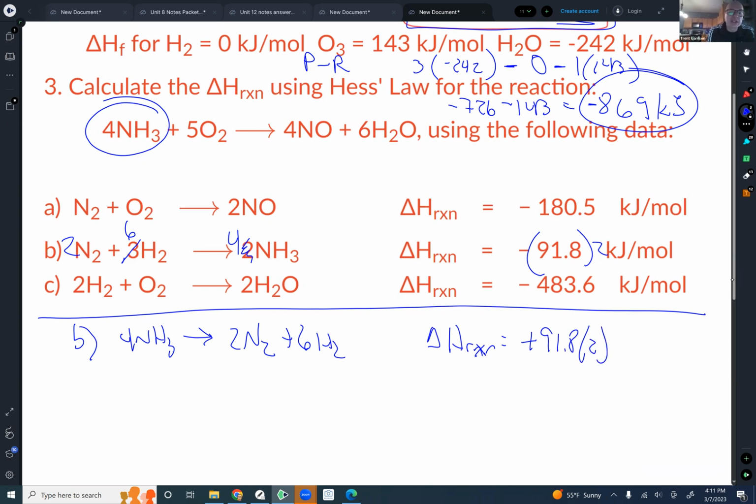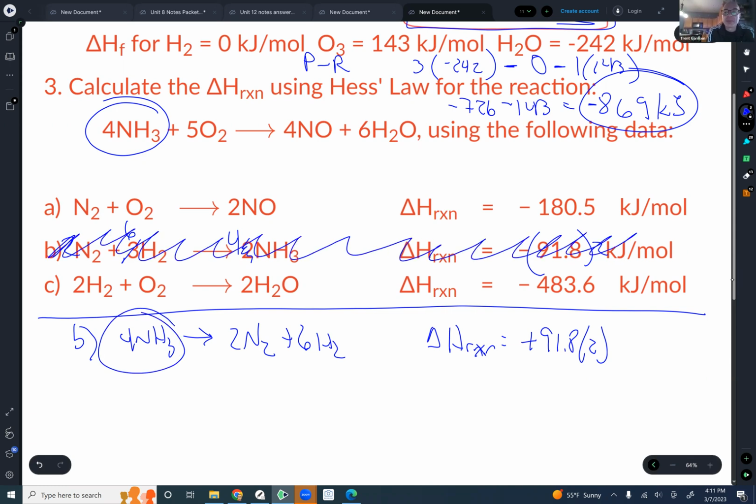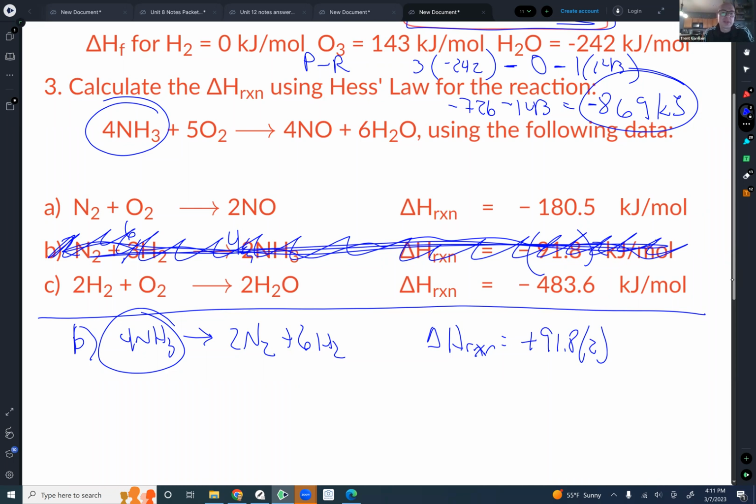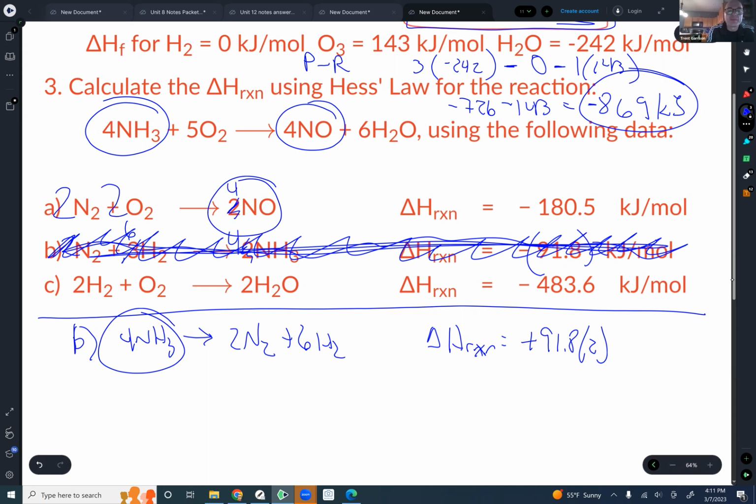All right, so we've gotten our B taken care of, because I found one thing that's correct on B. I know I don't have to deal with B anymore. So let's go find something else. Well, oxygen's in 2 places, so I'm going to skip that. Let's find NO. I see NO is right there, but it's with the wrong amount. So I need to multiply everything by 2, and that means I need to multiply the heat by 2. So now I know that I've got A and B correct.